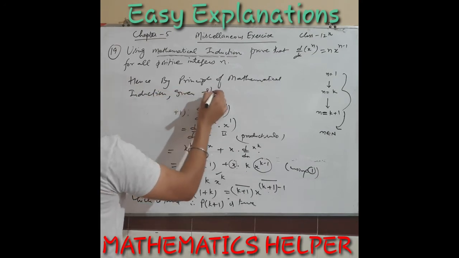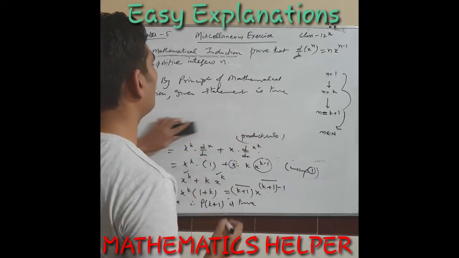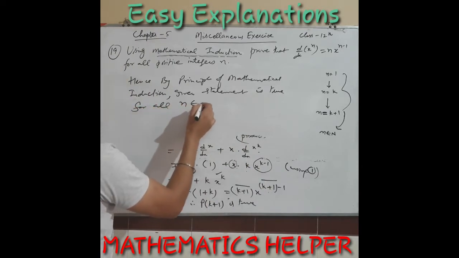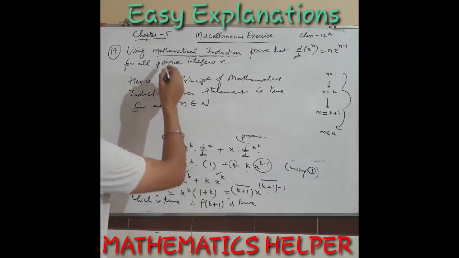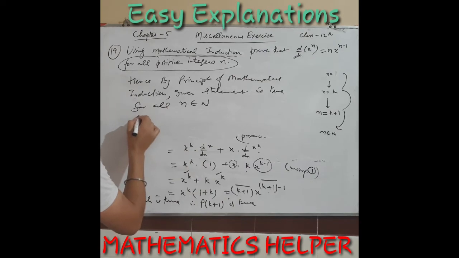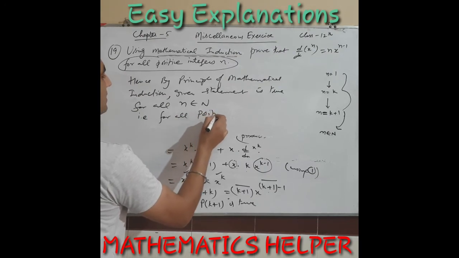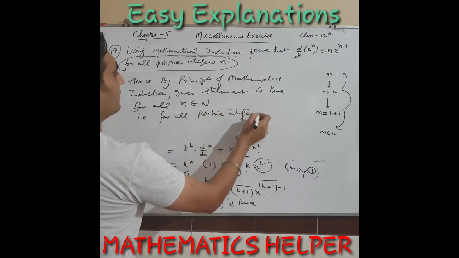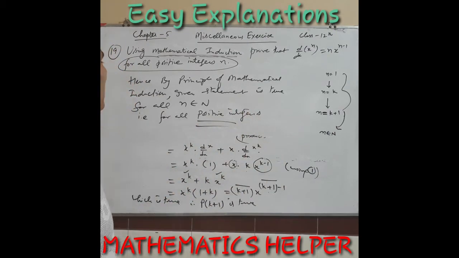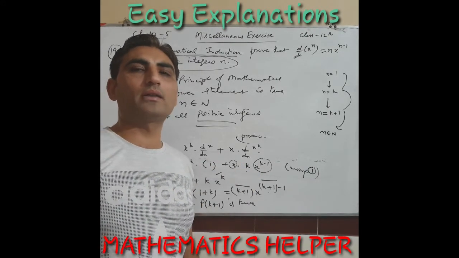Given statement is true for all n belong to natural numbers, but they want all positive integers. Positive integers are what? Actually natural numbers. So that is for all positive integers. So this was our question number 19. I hope everything is clear to you. Try to remember these things in easy way, okay? Explained here, and try to write them once again by yourself.